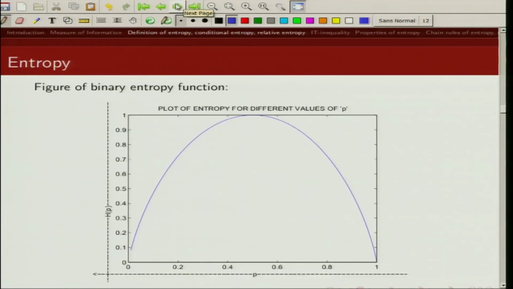And if you plot the binary entropy function, it looks like this. On the x axis you have the probability, and on the y axis I have plotted the binary entropy function. You can see for p equal to 0, it is basically 0 here, and its maximum value is at p equal to 0.5, and this corresponds to H(p) being 1.